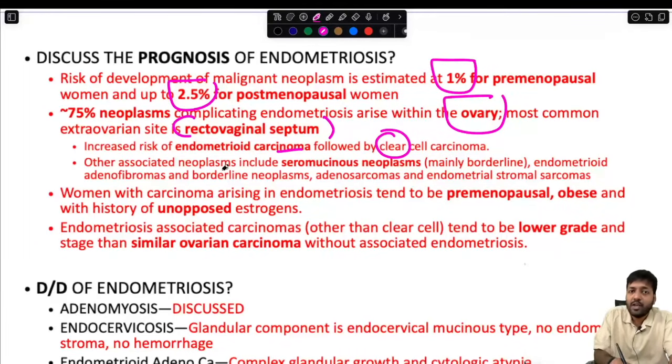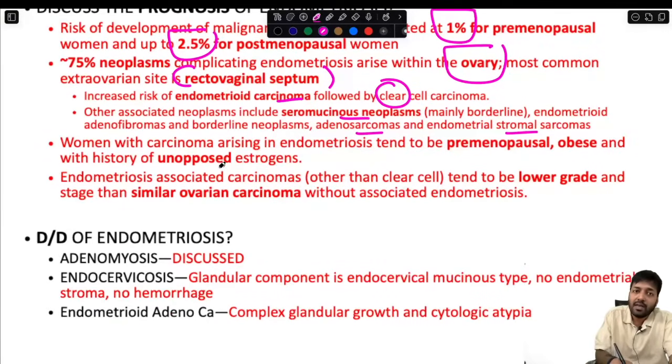Other associated neoplasms include seromucinous neoplasm, mainly borderline, endometrioid adenofibromas and borderline neoplasms, adenosarcomas and endometrial stromal sarcomas. So approximately 75% of neoplasms complicating endometriosis arise within the ovary, and the most important neoplasms arising are the endometrioid variety of carcinoma as well as clear cell carcinoma of the ovary.